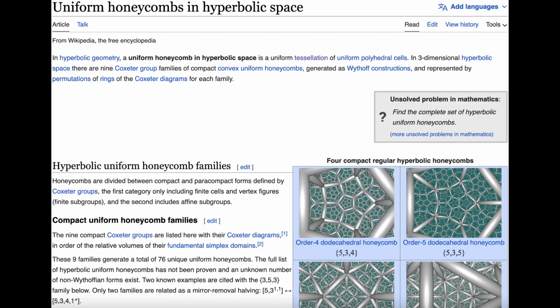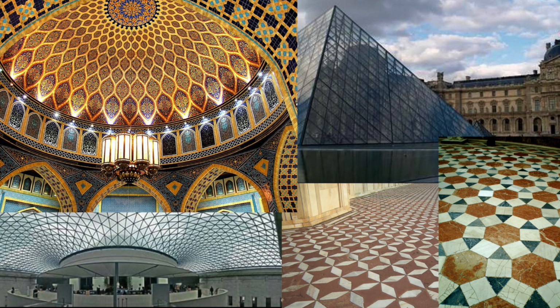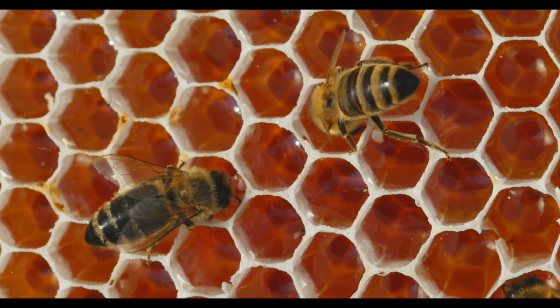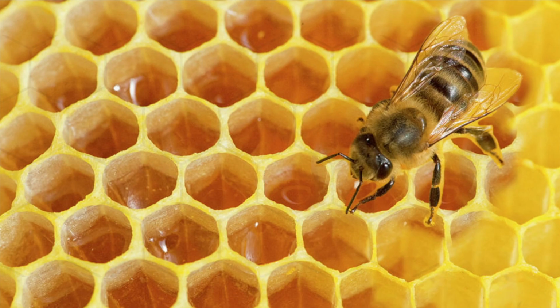But let's go back to your bathroom floor. Now you can tell if it is actually a tessellation or just a cool pattern. Here are a few other examples of real-world tessellations. Look at this picture closely. What is it? If you said honeycomb, you are correct. Now look closer. The honeycomb is a perfect example of what a tessellation looks like in nature.